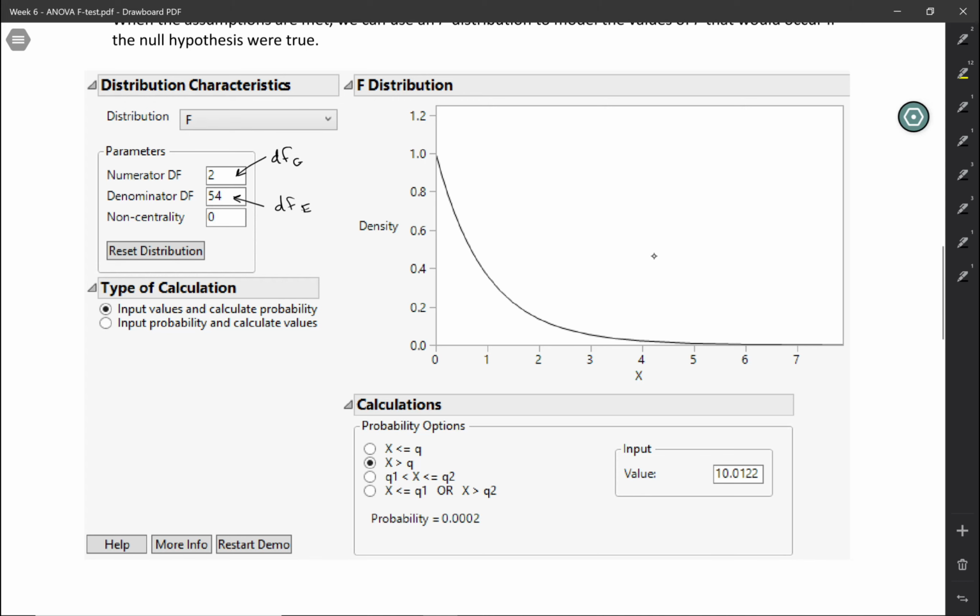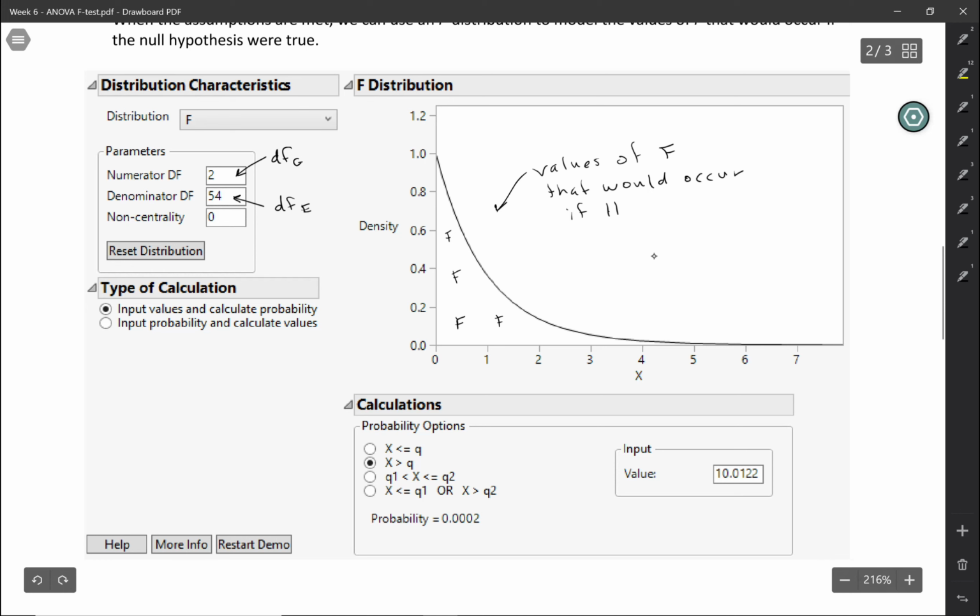So when we put that in, this distribution is showing us the values of the F statistic that we would expect to get, so the values of F that would occur if the null hypothesis were true. So this is just another way of getting a null distribution, this one coming from theory instead of from a simulation. We're going to put in our F statistic here because we want to know how likely it would be to get that F statistic just by random chance if the null hypothesis were actually true.